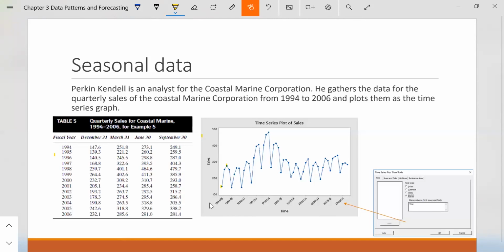Now you will notice that at the bottom of the time series plot, I did put the year and the quarter there so that I can identify which year, which quarter. In Minitab, there is a way to do that. So I put the pop-up window there just to let you know how we can obtain the x-axis notation. I'll show you in a minute.